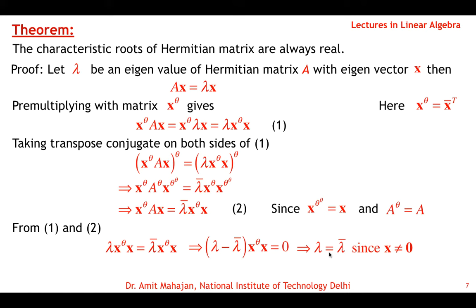So lambda must be equal to its conjugate, and if lambda is complex, say a plus ib, then the conjugate is a minus ib, so they must be equal only when b is 0, that means lambda has to be real. So the eigenvalue lambda of a Hermitian matrix is real, because only if it is real will this be satisfied.